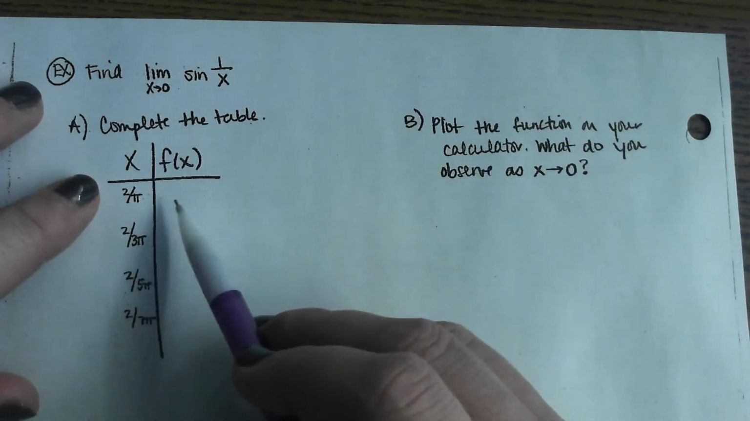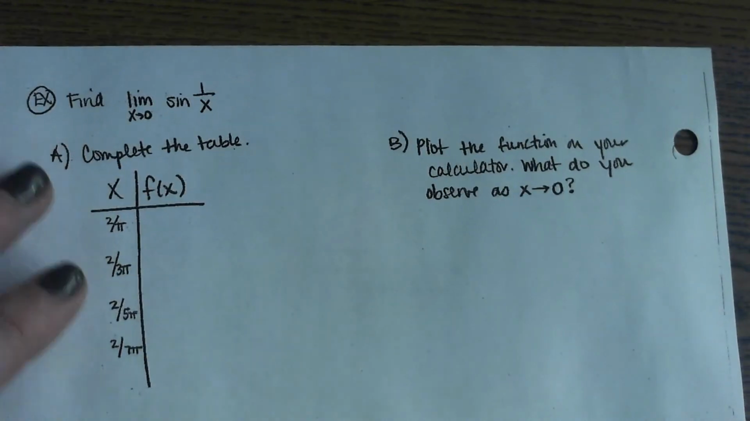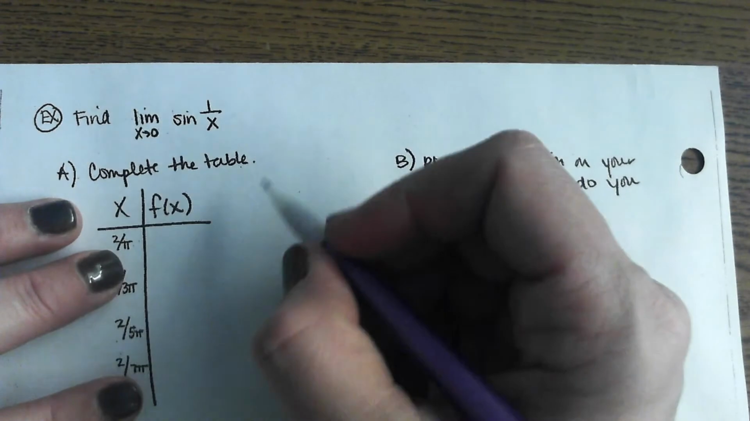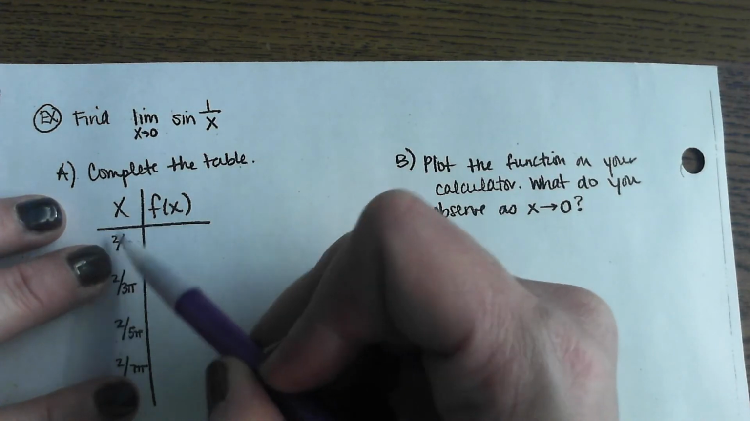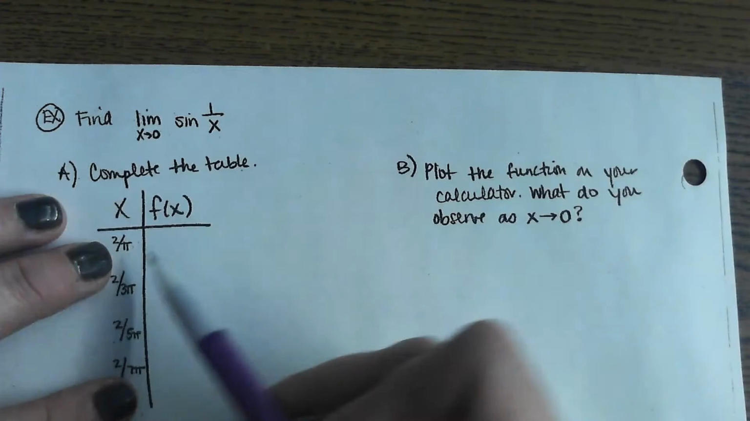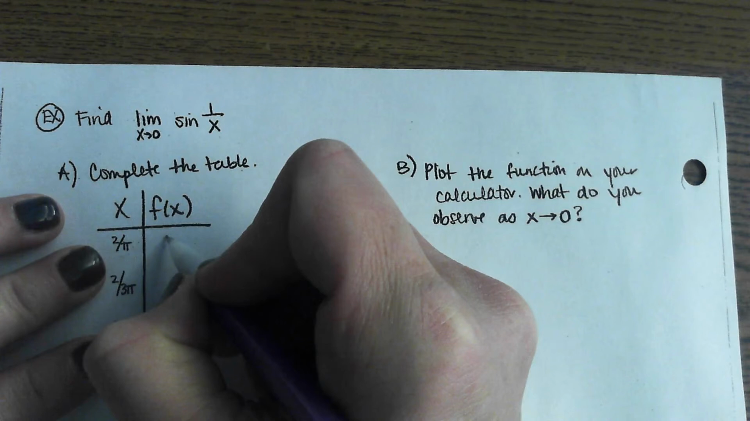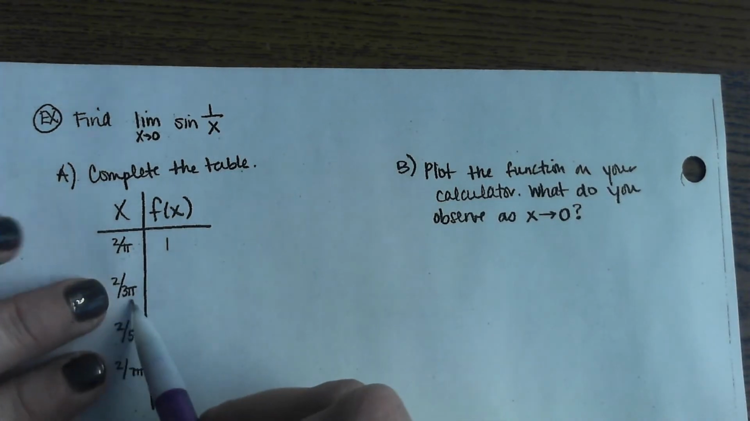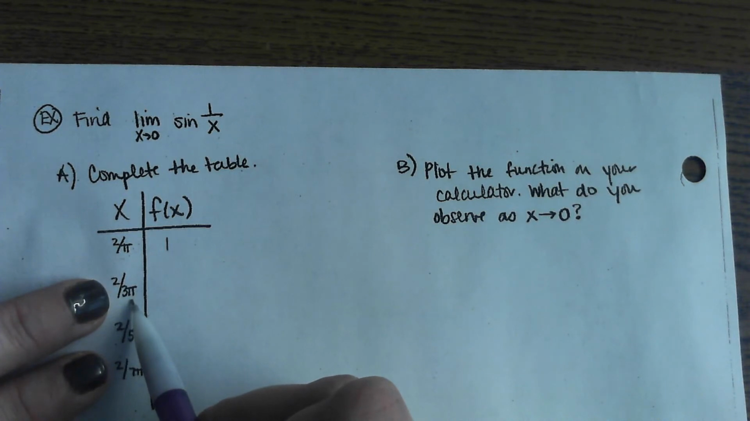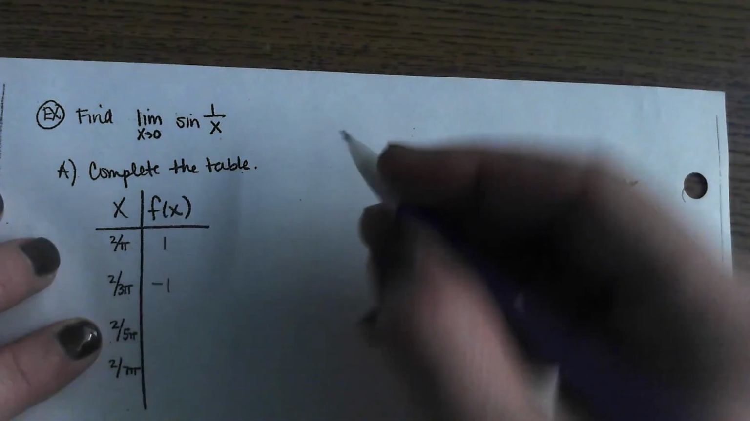So let's kind of plug these in and you'll see what these specific choices that I put on there make happen. So if I do the sine of 1 over x, I'm really taking the sine of the reciprocal of this. Agreed? So what is the sine of pi over 2? 1. What is the sine of 3 pi over 2? Negative 1. What is the sine of 5 pi over 2?